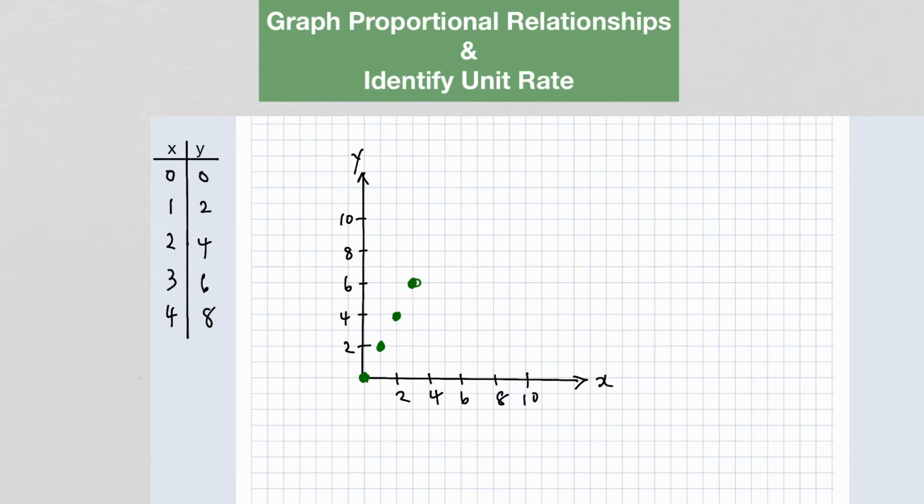And then the last point, 4, 8. You can see that it's starting to form a straight line, but let's go ahead and plot that anyway. So 4 on the x-axis, and then we're going to go to 8 on the y. 1, 2, 3, 4, 5, 6, 7, 8. So I'll plot a point there. And then you connect the dots and you get the following straight line.